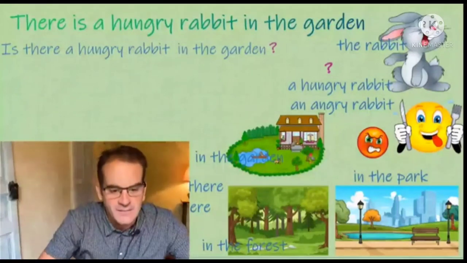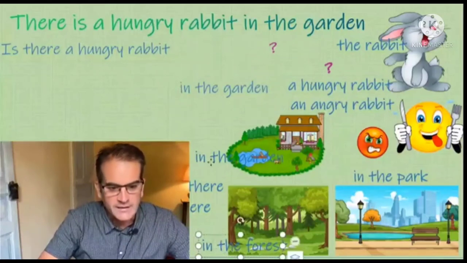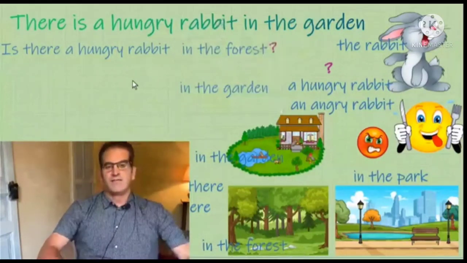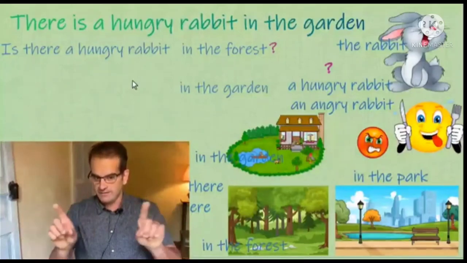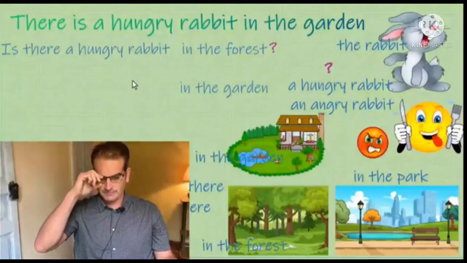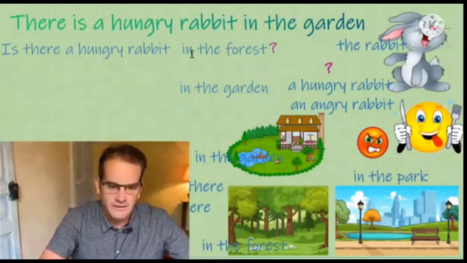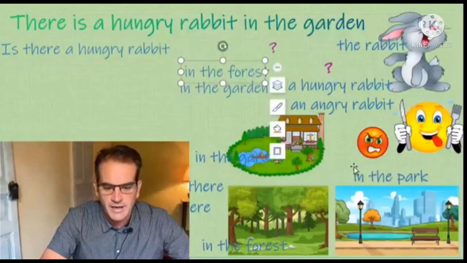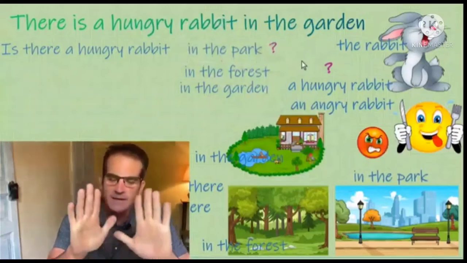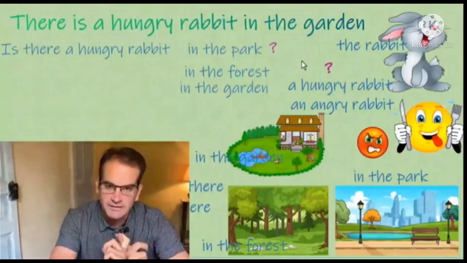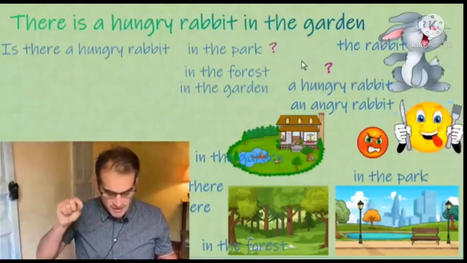So is there a hungry rabbit in the forest with all the trees? Nope, there's no hungry rabbit in the forest. The hungry rabbit is in the garden, and the snowman with the carrot nose is in the garden. Is there a hungry rabbit in the park? No, it's not in the park, it's not in the forest. The hungry rabbit is in the garden.